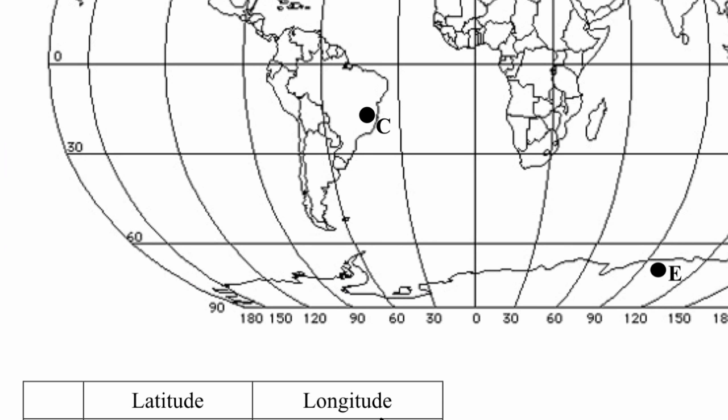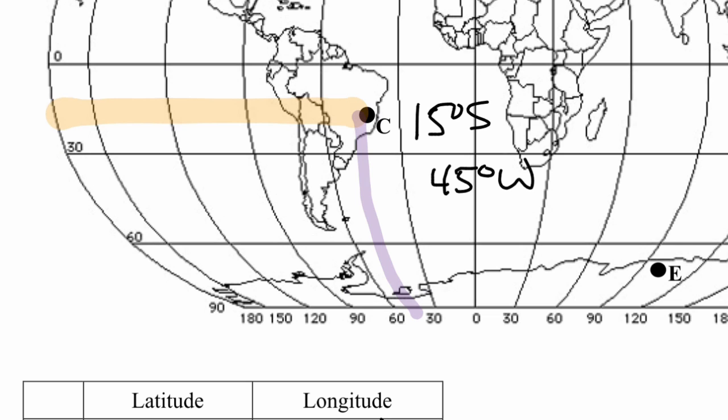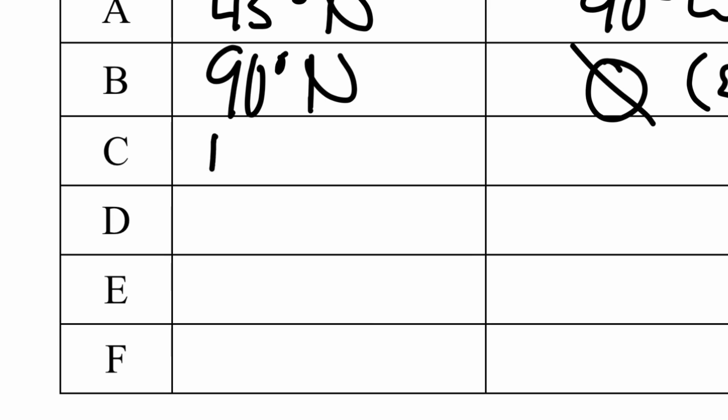All right, taking a look at letter C. We wind up here in South America. We have to guesstimate both of them. Notice that letter C is right here for latitude and about right down there for longitude. So what do we have? Latitude is about 15 degrees south and longitude is about 45 degrees west. Answer?